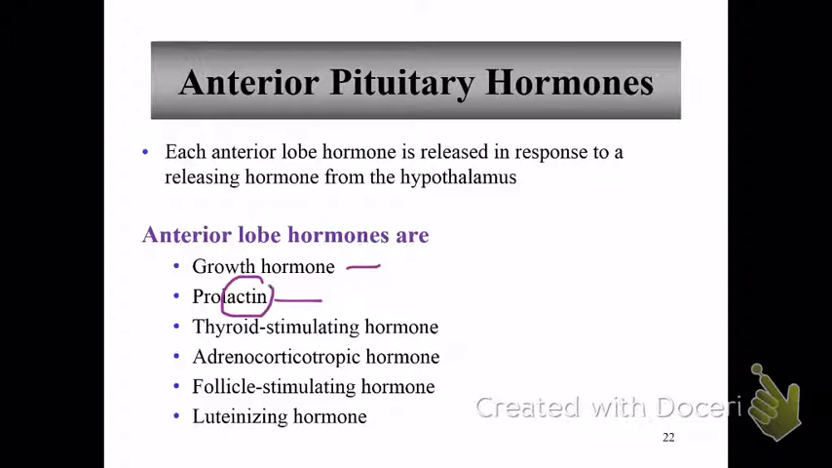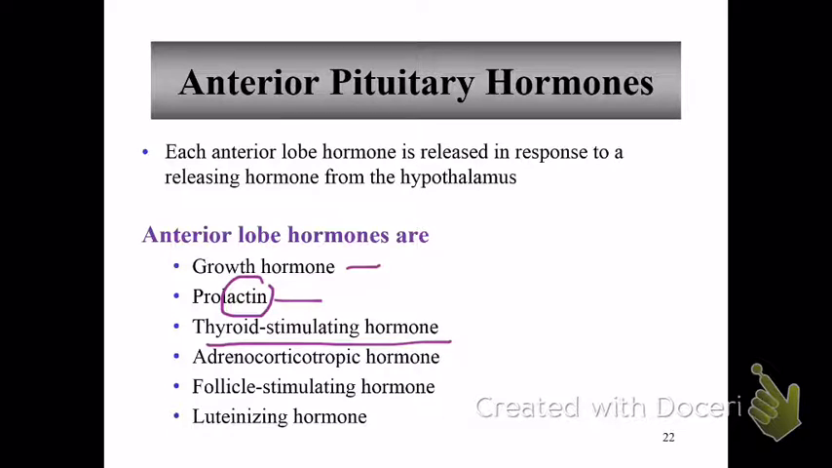Prolactin, L-A-C-T, milk. This could be released in males or females, right? But it only is released in females after birth, and it makes the milk come in, in the breast. So it promotes milk production in females. Okay, guess what this one does? It stimulates the thyroid to work. And we'll learn later that the thyroid does metabolism. But for now, just know the anterior pituitary gland releases a hormone called thyroid stimulating hormone that stimulates the thyroid.